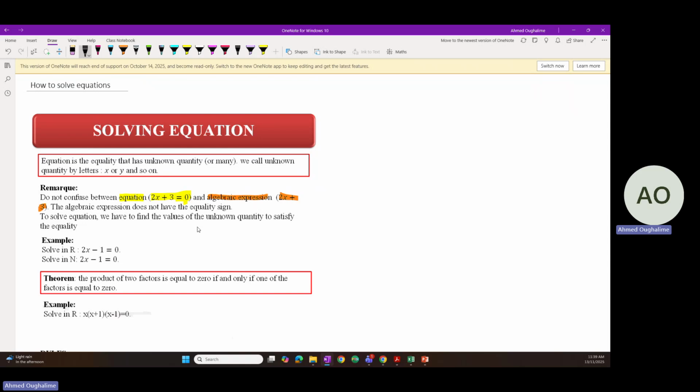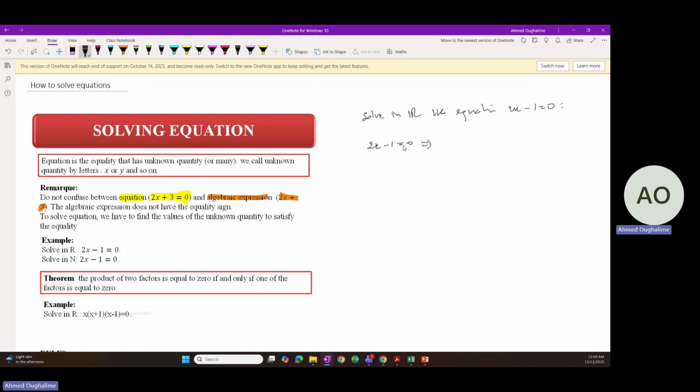So solving an equation comes to finding the values of the unknowns that satisfy that equation. So let's say I solve in R the equation 2x minus 1 equal to 0. It means I have to find the real numbers such that 2 times my real number minus 1 equals 0. So usually to solve this kind of equation, we have to make use of some basic properties, right?